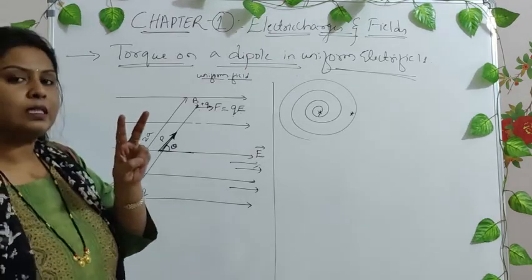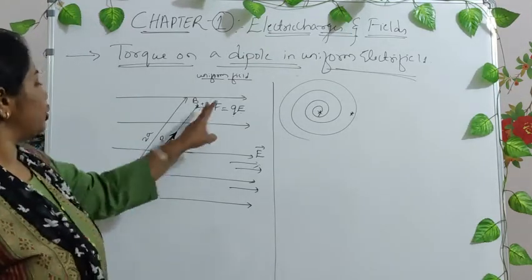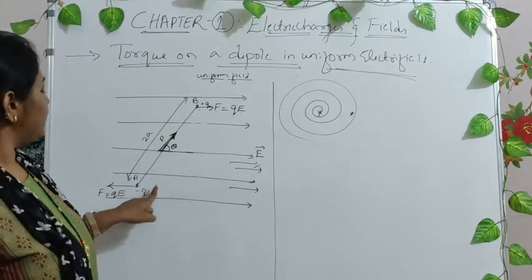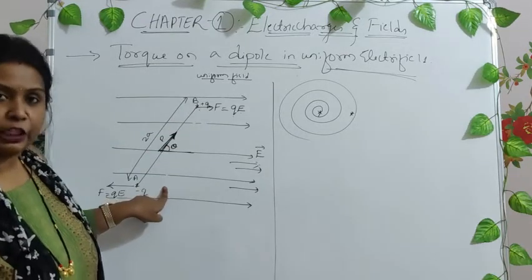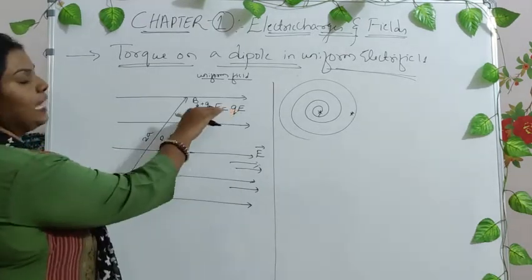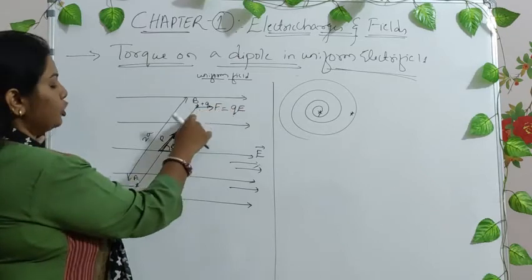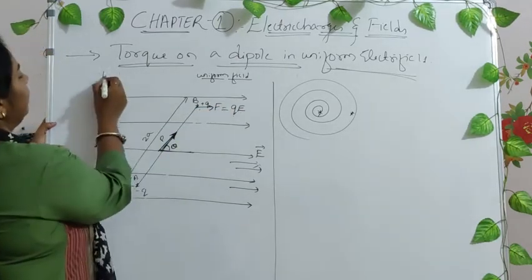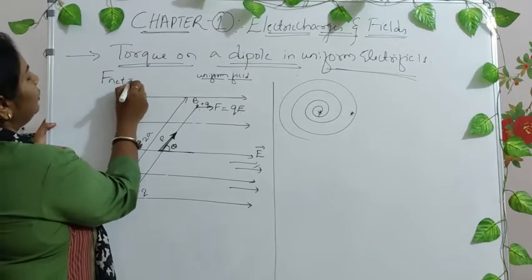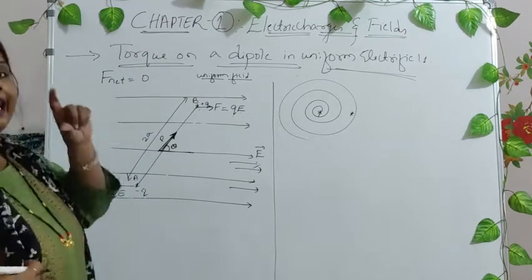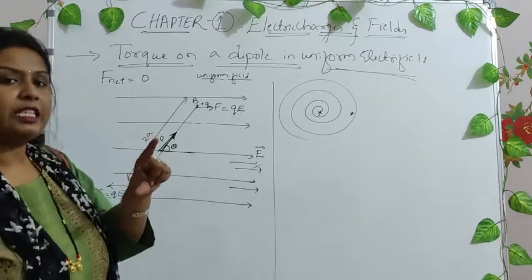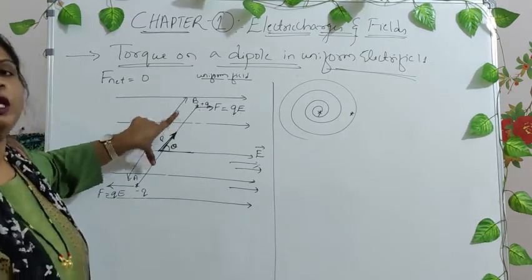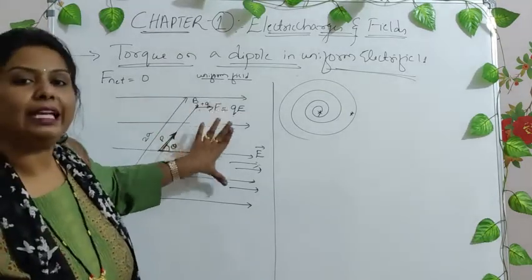Now there are two forces experienced by these two charges, right? They are opposite and equal in magnitude, and hence they cancel each other out, and the net force on this electric dipole will be equal to 0. That is, F net will be equal to 0. An electric dipole experiences a net force of 0 when kept in a uniform electric field.